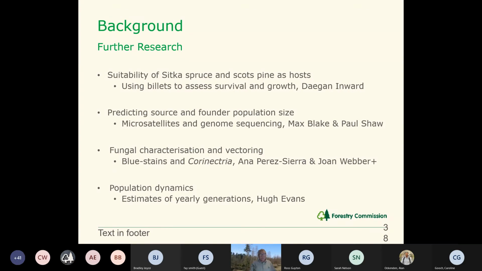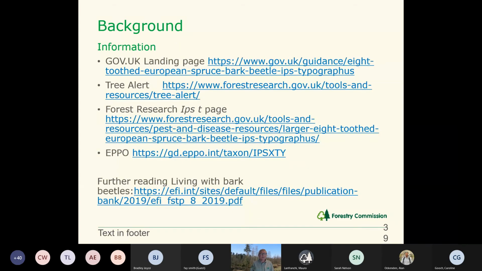There is certainly an awful lot of information I could provide on either the behaviour or on the survey work or on the detail of the eradication programme, but I really wanted people to understand the legislative framework we're working in and the controls that we have in place. There is great sources of information on the beetle itself and on the control measures, with the landing page on the .gov website. Alan's already mentioned Tree Alert. The Forest Research Ips page is very detailed. The EPO page has got further information on distribution.